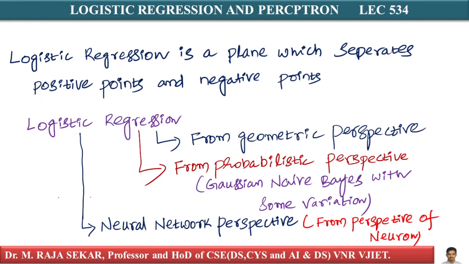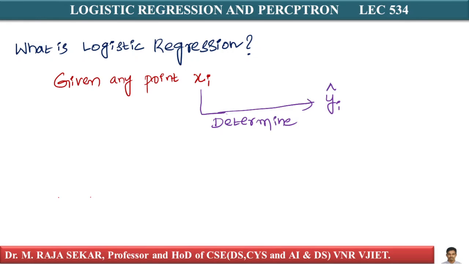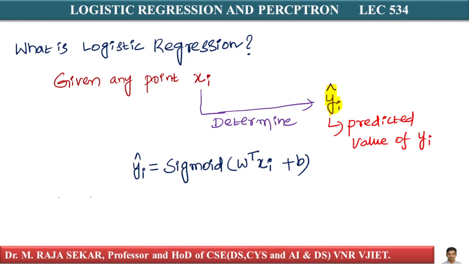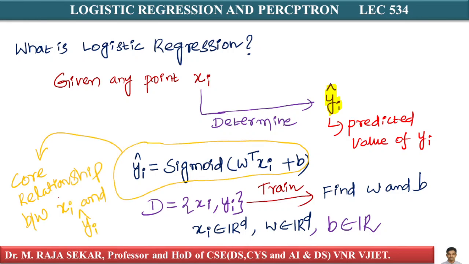So mathematically speaking, let's understand what logistic regression means. In logistic regression, given any point xi, if you want to predict its yi, let's call the predicted value yi cap. Yi cap is the predicted value of yi. So yi cap equals sigmoid function of w transpose xi plus b. Given a bunch of data, capital D equals xi comma yi, when we train logistic regression, we find w and b. Let's assume your point xi belongs to Rd, then your weight vector w also belongs to Rd, and b is a real number. In a nutshell, this is the core relationship between xi and yi cap.